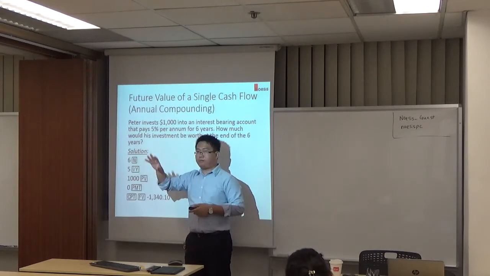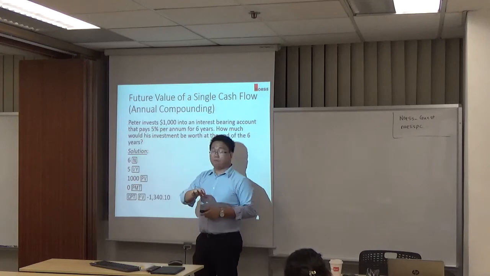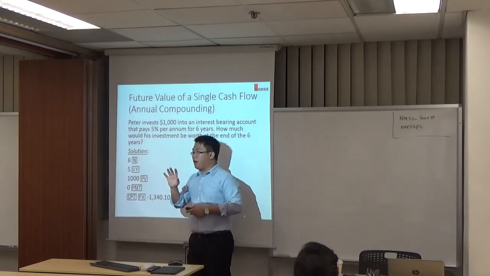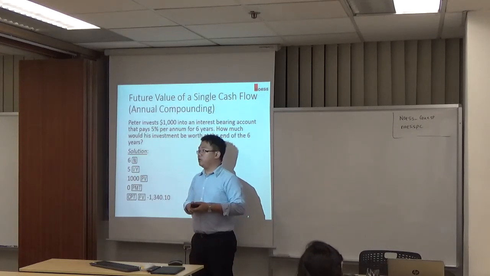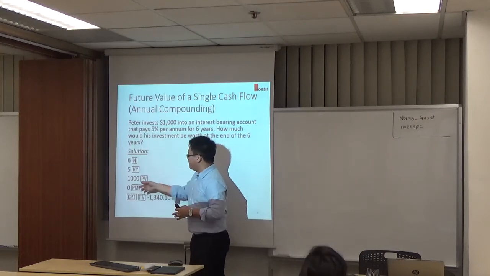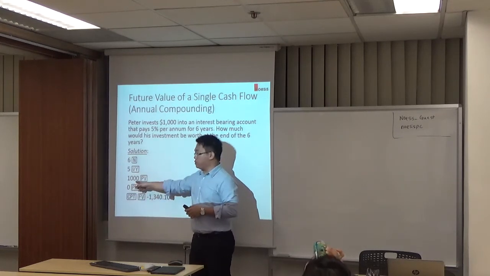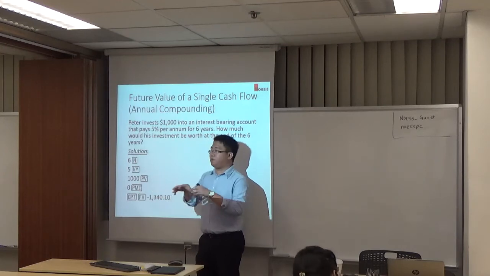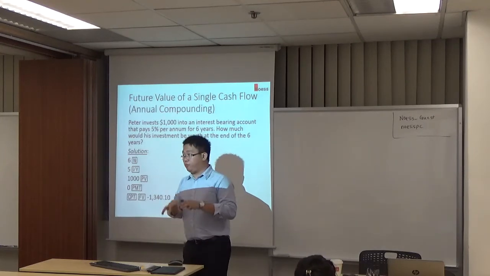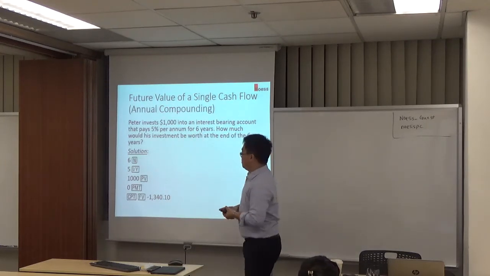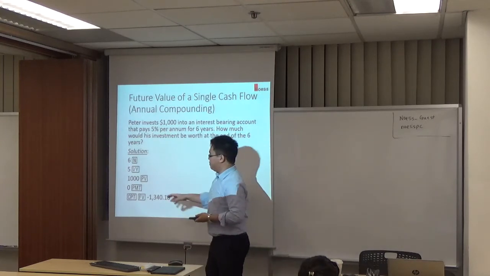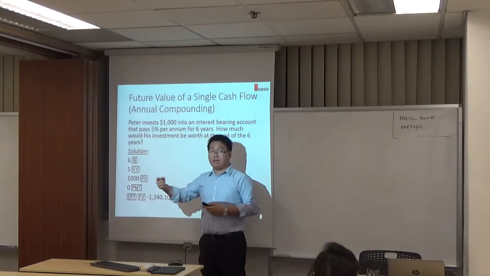Just put 5 and then press I/Y. Save it in. Okay? If you didn't press I/Y, the calculator won't do it for you. So it's really dumb. For the PV, you will have to press 1,000 and then PV. That's how much you invested today. That's the present value. For PMT, there's nothing here because you didn't reinvest any money every year.